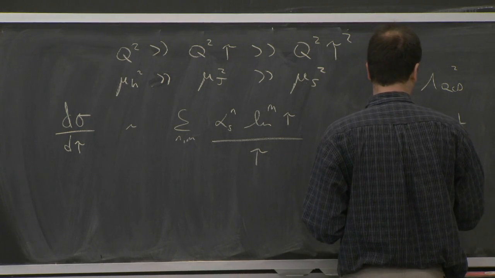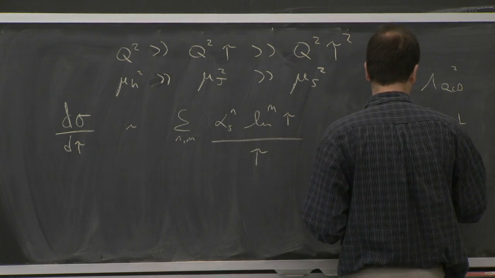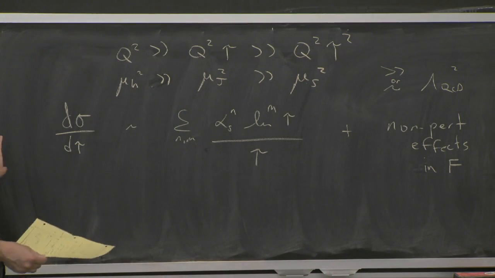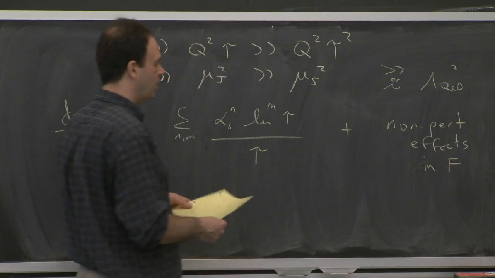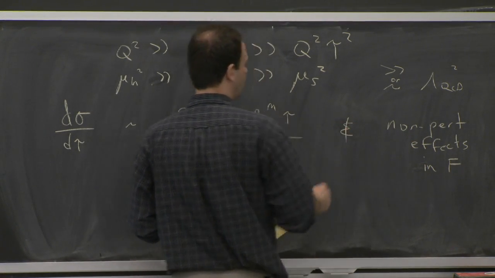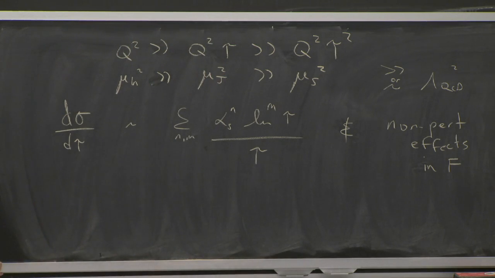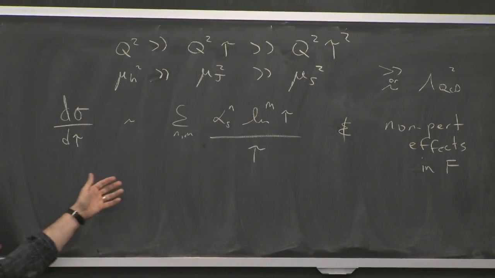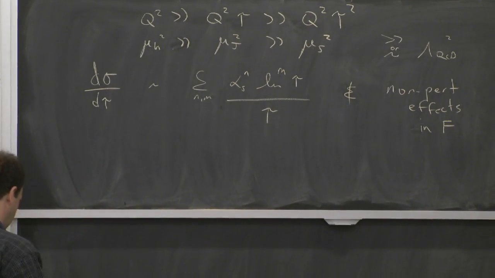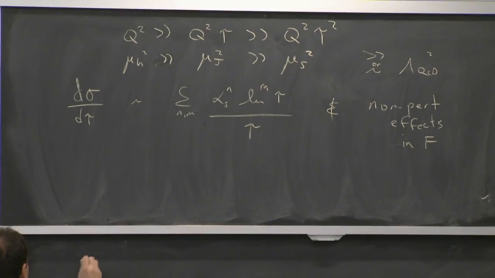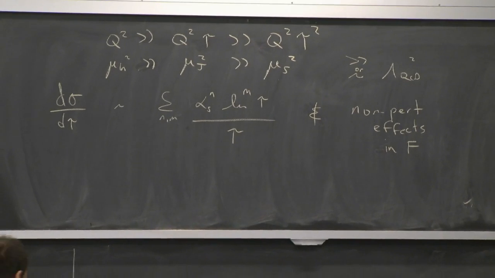So if you want to think at a base level what is inside our formula, it's all these terms. We were able to determine them from our factorization theorem. And then there are also non-perturbative effects that are in this F function. And the factorization theorem is telling us how to compute these things and include them. So what does it look like as a picture? What does the cross-section look like?